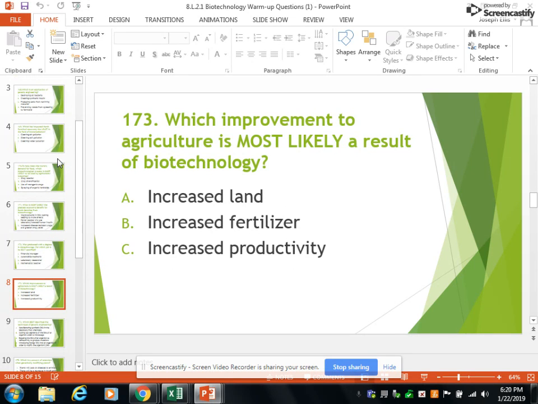173. Which improvement to agriculture is most likely a result of biotechnology? And your answer should be increased productivity. Productivity is being able to make more things. So we want to increase that. We don't want to increase our fertilizer because remember we talked about fertilizers. It gets in that water, can make it unsuitable for drinking, too much algae growing. And we really don't want to increase land because we got enough land, or the land ain't going to increase. Really, it's always going to be the same.